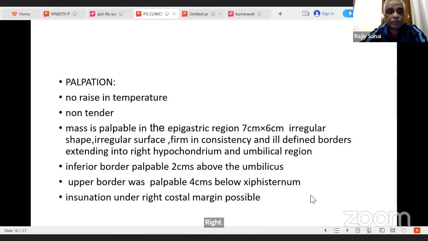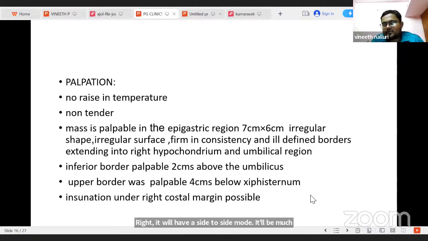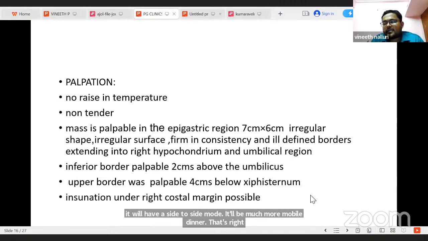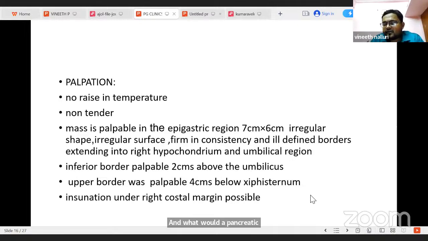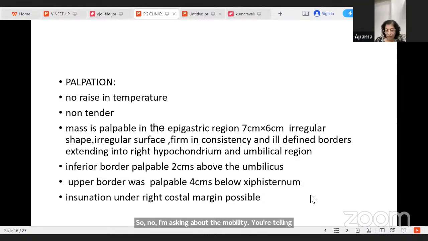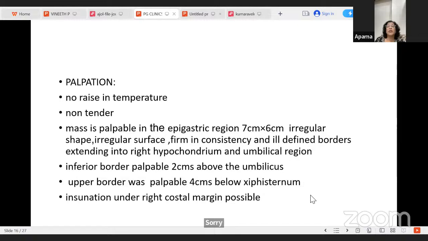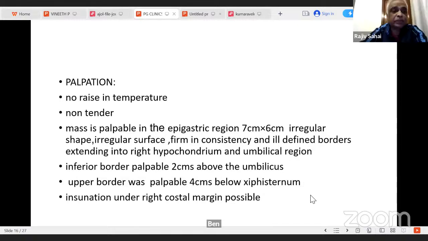Right. So a transverse colon lump may or may not, but it has a side-to-side movement. It will be much more mobile than a gastric lump. And what about a pancreatic lump? Pancreatic lump is more of a fixed one, sir. Like the posterior part is fixed. No, I'm asking you about the mobility. You're telling me about fixity. Sir, it moves from side to side only. Pancreas will not have any kind of movement. It doesn't have much movement, right? There's not much space there.